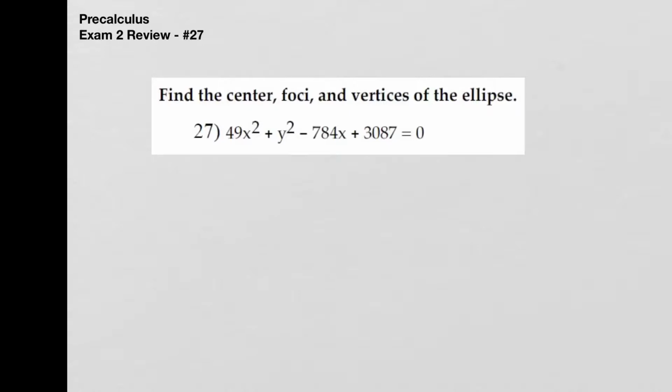In order to find all these components of the ellipse, what I'll do first is rewrite my terms with the x terms grouped together. If I had more than one y term, I would group them together and get the constant term on the right-hand side of the equation. So I have 49x squared minus 784x plus y squared, and then the 3087 is subtracted over to the right side, and I have equals negative 3087.